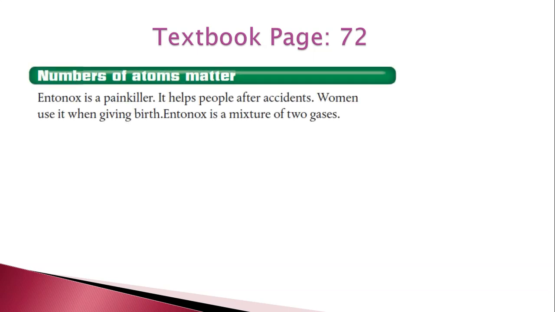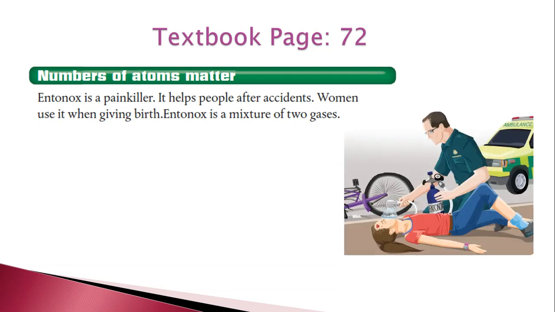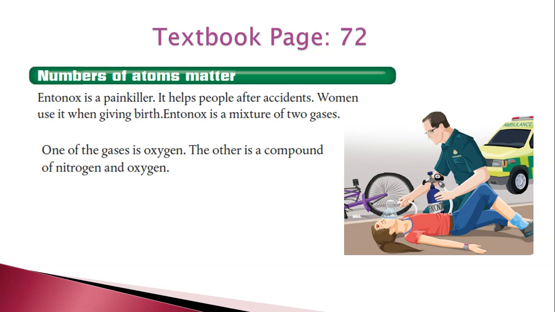Number of atoms matter. Entonox is a painkiller. It helps people after accidents. Women use it when giving birth. Entonox is a mixture of two gases. Hope you know about painkillers. Which are the two gases? One is oxygen and the other is a compound of nitrogen and oxygen.